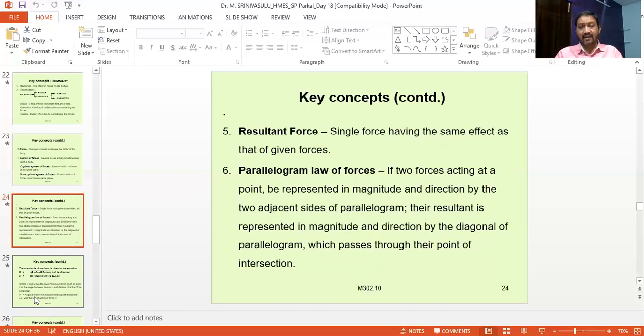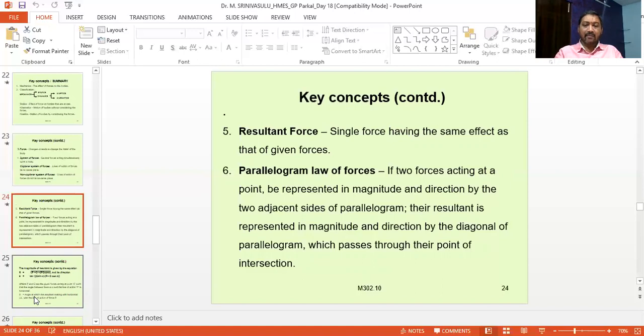And next, the component of the force which is acting perpendicular to the x-axis is called the vertical component, and the vertical component will be equal to F sin theta, where theta is the angle.